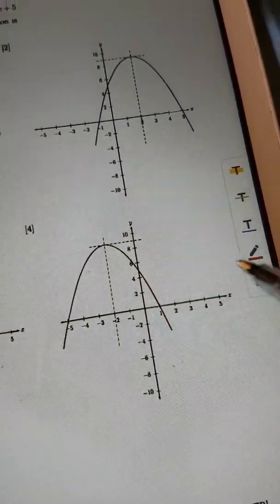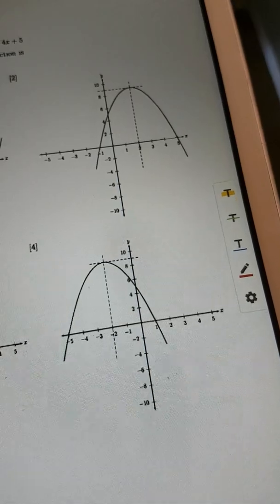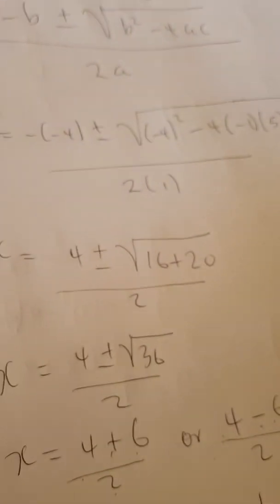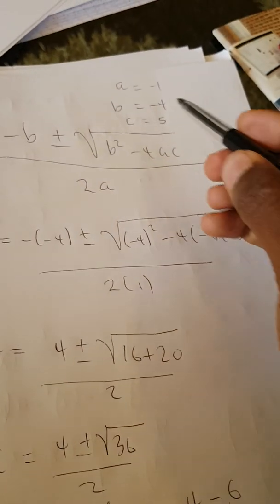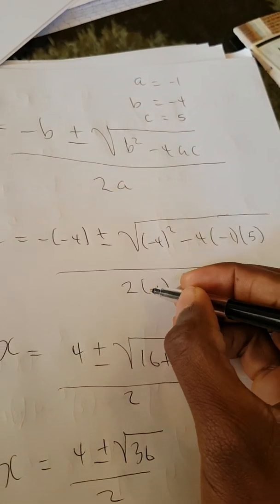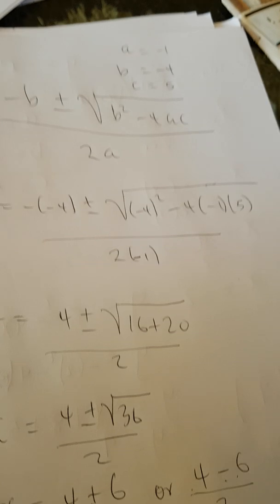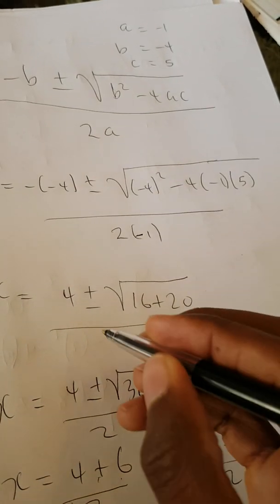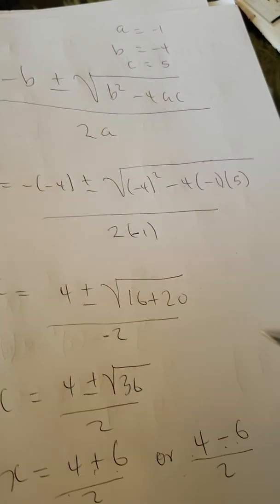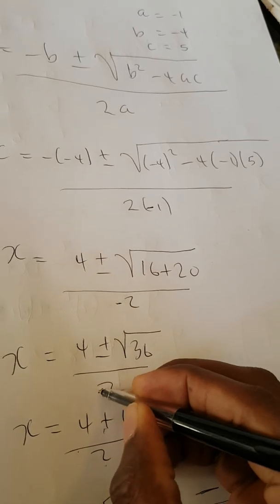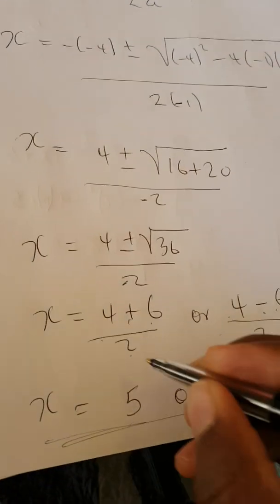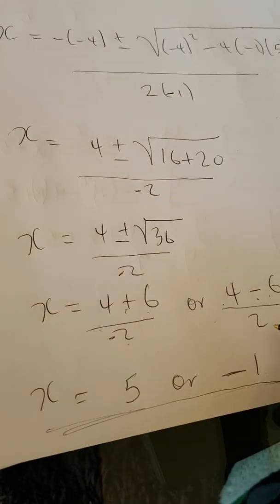So I have a problem here. Let me rectify very fast, guys. Our a is -1. I didn't put -1. I'm so sorry, guys. So it means here is supposed to be -2, and here is supposed to be -2, and then here is supposed to be -2.